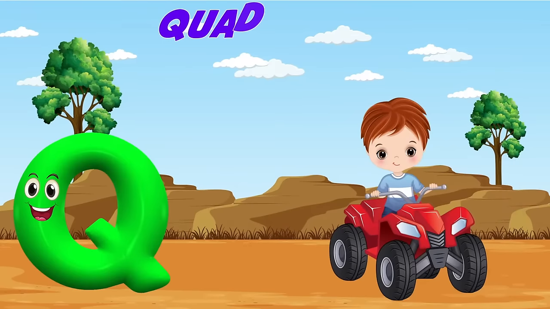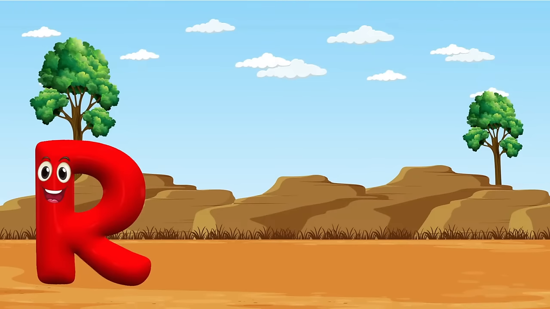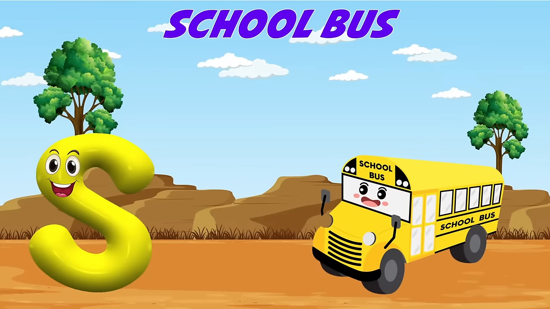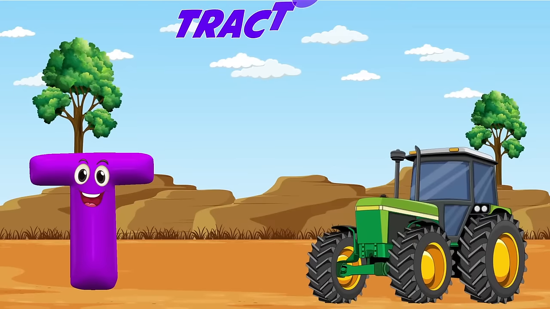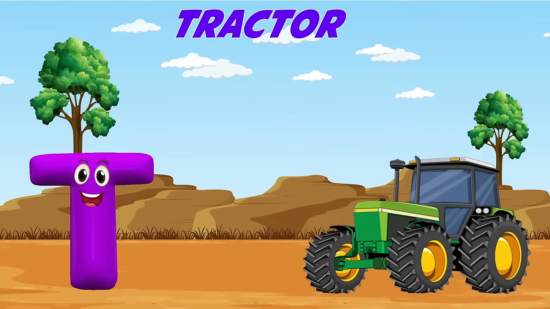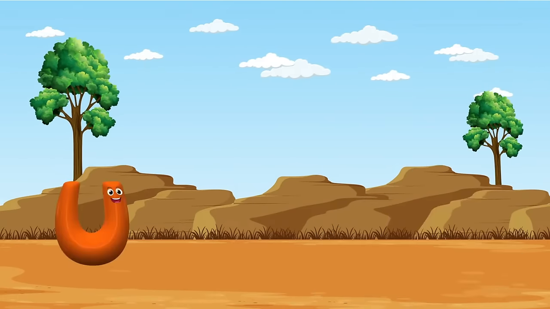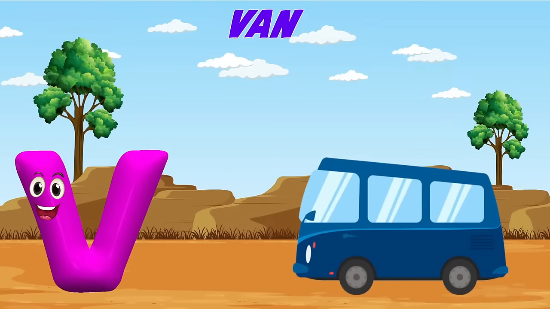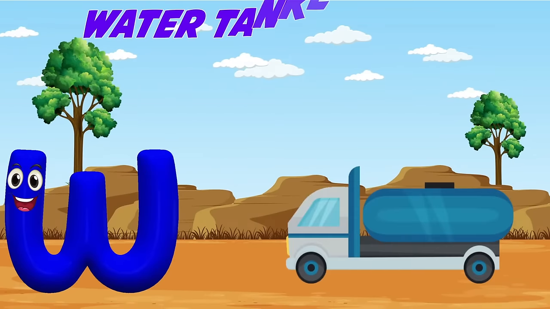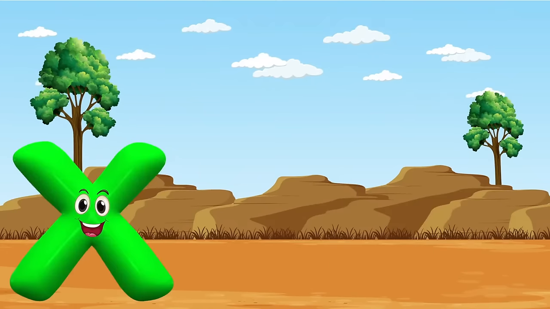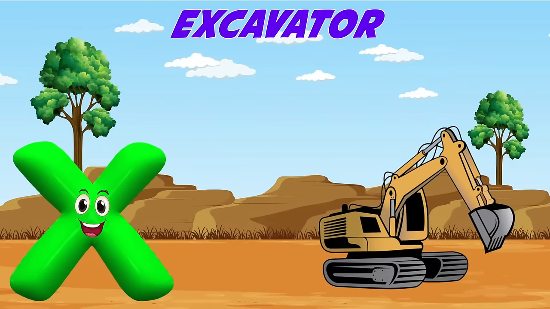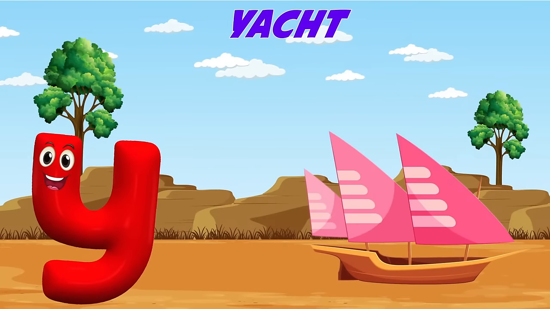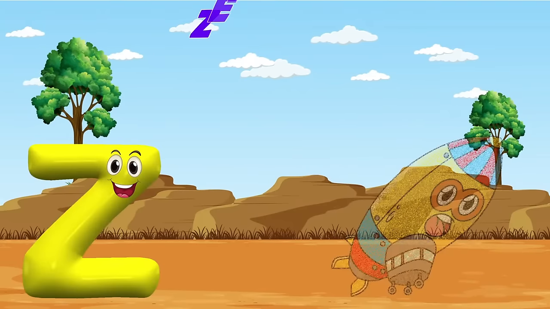Q is for quad bike. Quad bike. R is for rocket. Rocket. S is for school bus. School bus. T is for tractor. Tractor. U is for unicycle. Unicycle. V is for van. Van. W is for water tanker truck. Water tanker truck. X is excavator. Excavator. Y is yacht. Yacht. Z is for zeppelin.